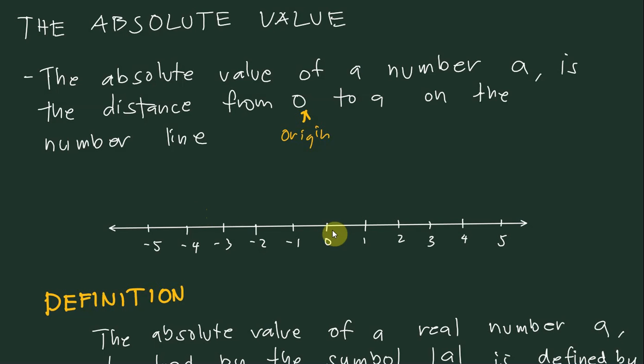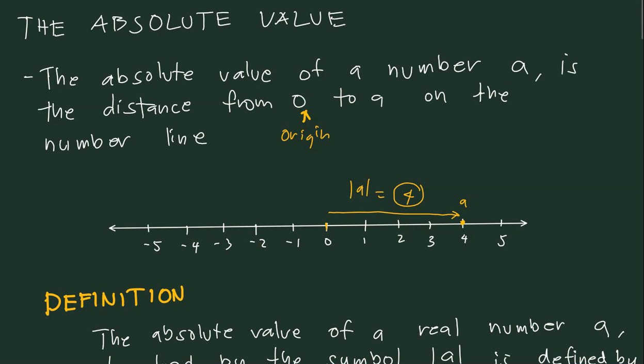Let's say, for example, we have a point. Our point A here is 4. Say this is 8. The distance from the origin, from 0 to 4, is 4, right? That is the absolute value of A. So the absolute value of A is equal to 4.